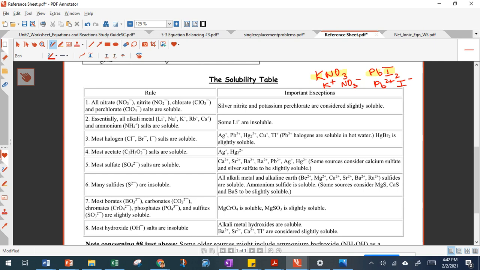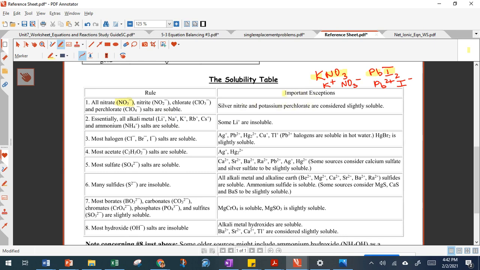So if I look at the first solubility rule, I see right away that there's a rule that applies to nitrate. This says that all nitrate salts are soluble. I then want to look for any exceptions.